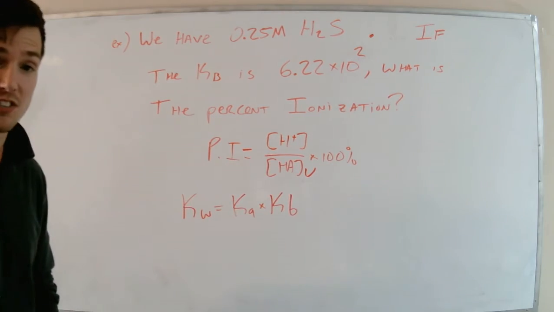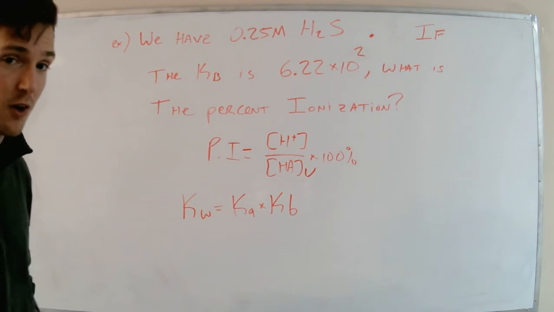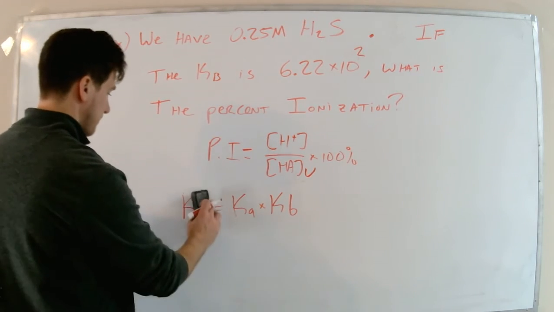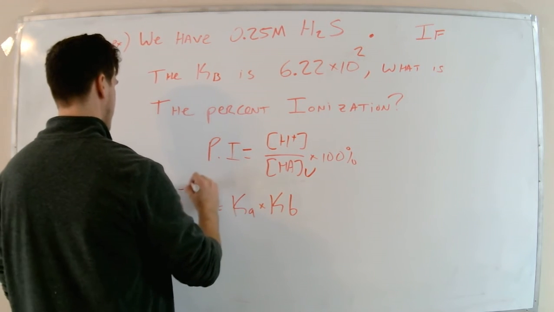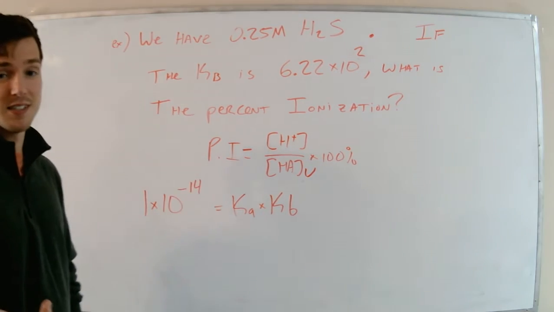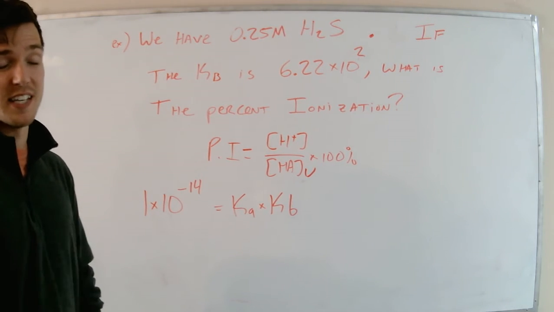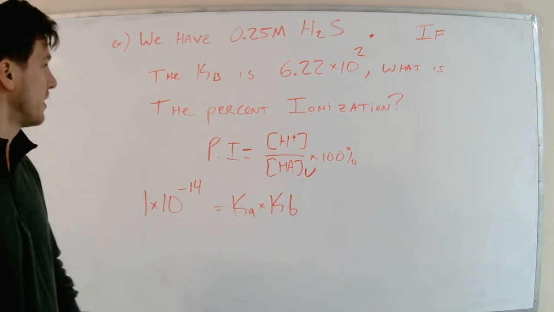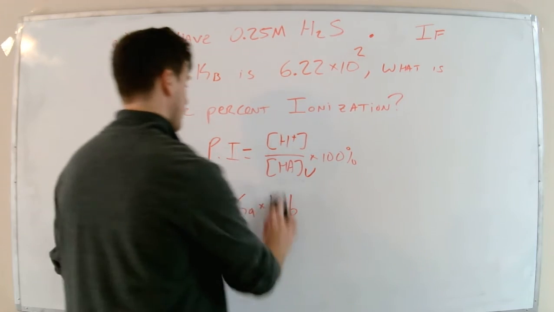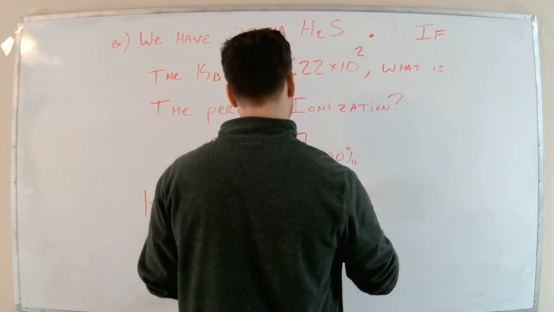Kw is just the dissociation of water. Water doesn't really dissociate that much. It's really, really small. They will give you this on the AP exam. The dissociation of water is 1 times 10 to the negative 14th. Okay? So if we know Ka or Kb, we could get the opposite of them because of this equation right here. So luckily we know Kb, which is 6.22 times 10 to the second.